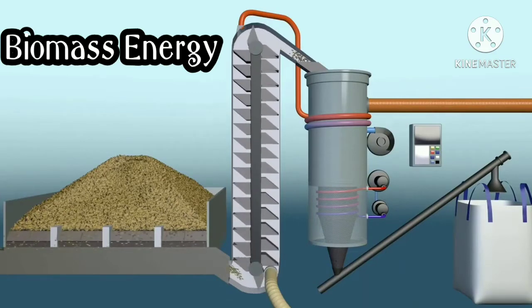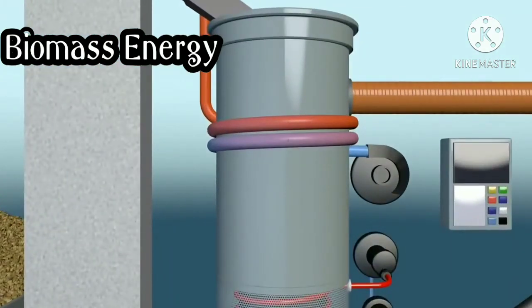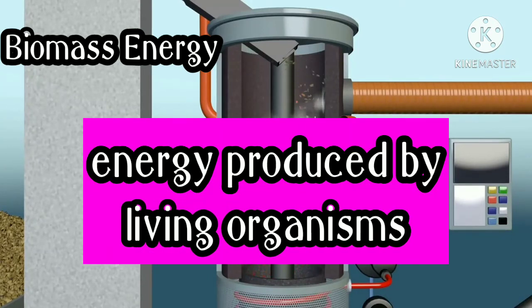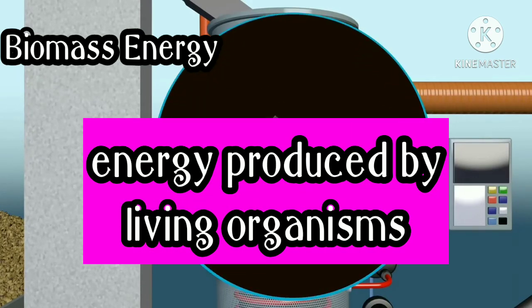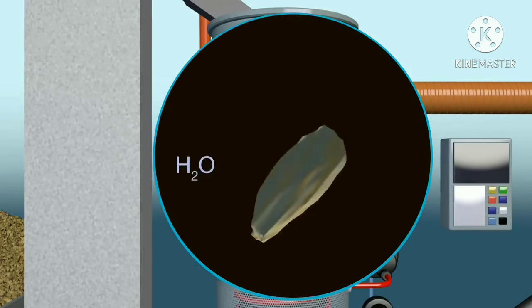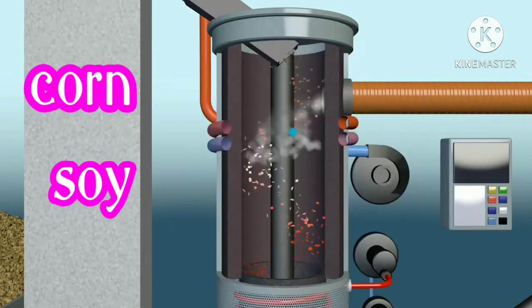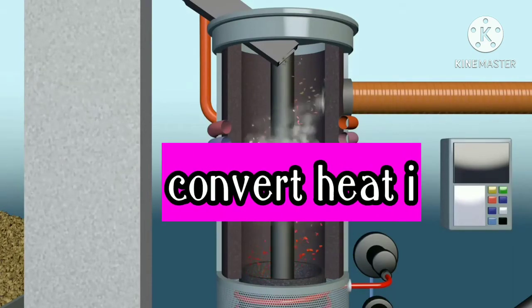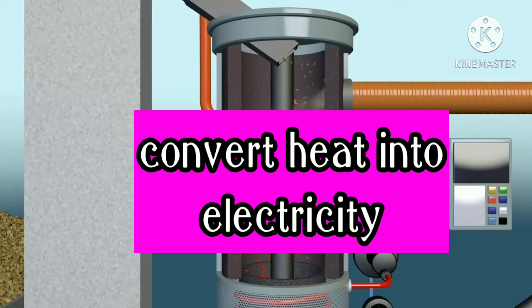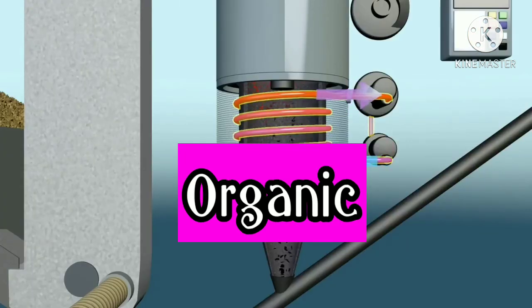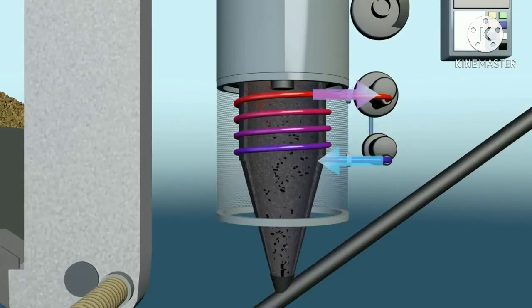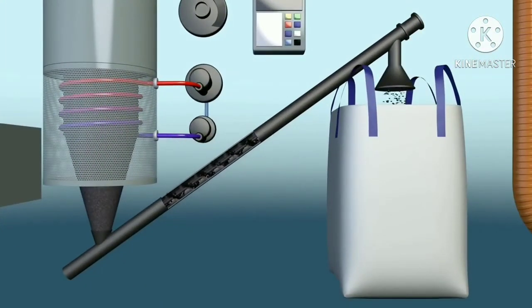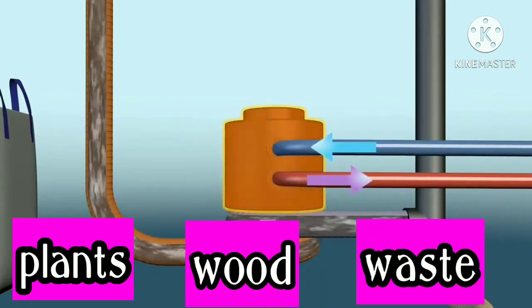Biomass energy. Biomass energy is energy generated or produced by living or once-living organisms. The most common biomass materials used for energy are plants, such as corn and soy. The energy from these organisms can be burned to create heat or converted into electricity. Biomass is organic, meaning it is made of material that comes from living organisms. The most common biomass materials used for energy are plants, wood, and waste.